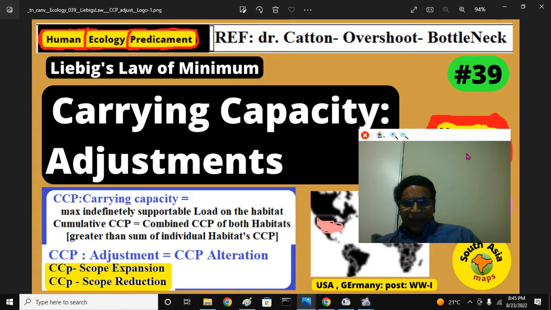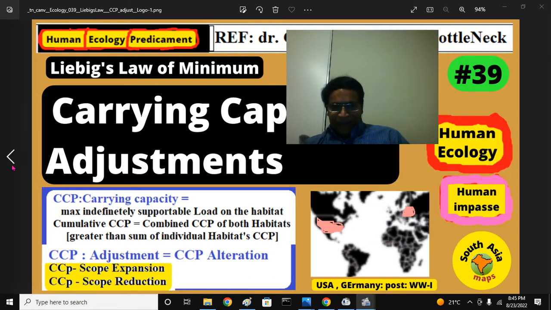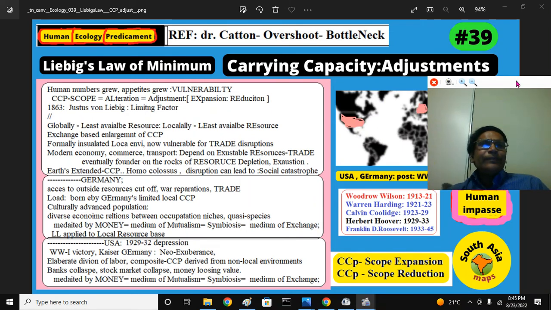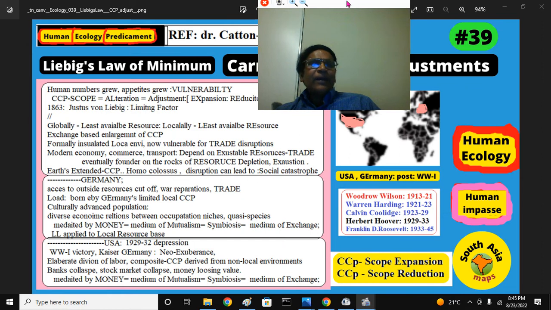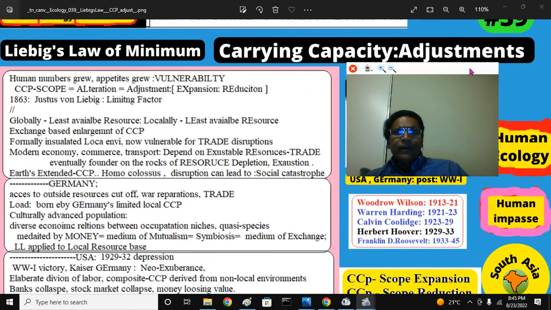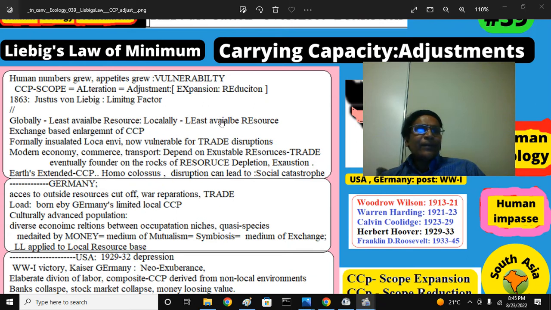And carrying capacity adjustments, that is part 3. The law of minimum and carrying capacity. Originally the law was formulated by von Liebig, a German agricultural scientist or botanist, Justus von Liebig, around 1863 or so. And we can look at this globally: the globally least available resource and the locally least available resource.